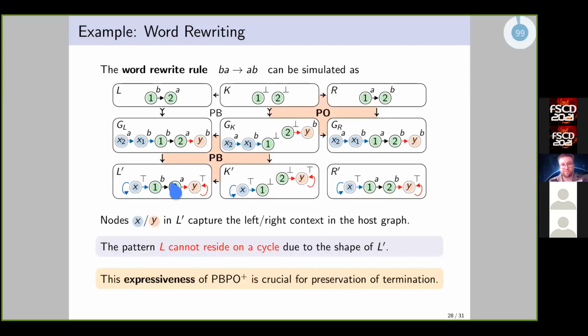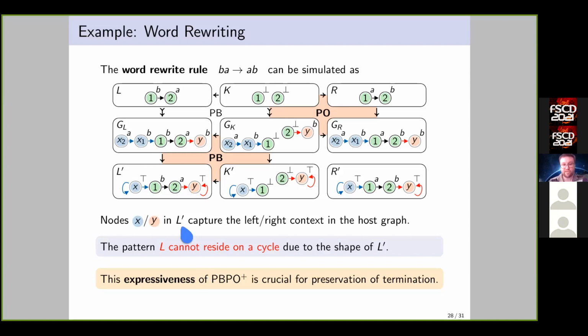So in PBPO plus, we can very nicely specify that a rule is not applicable on a cycle. And we have very fine-grained control. We could, for instance, say that we would want to allow edges from the left context to the right context, and we just add in an edge here, and this would be allowed. If we want to allow cycles, we can add an edge from Y to X, and we could allow cycles in this way. But if we specify the rule like this, then this rule can be applied in arbitrary graphs. So the graphs can contain cycles inside the context X or the context Y, but the pattern itself does not lay on a cycle.